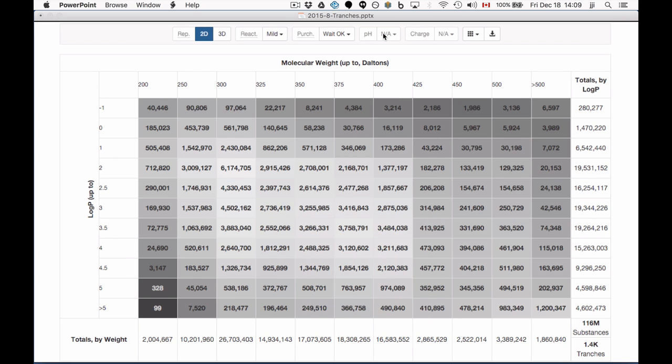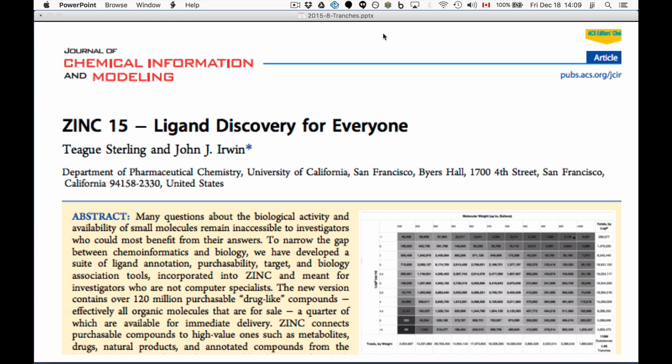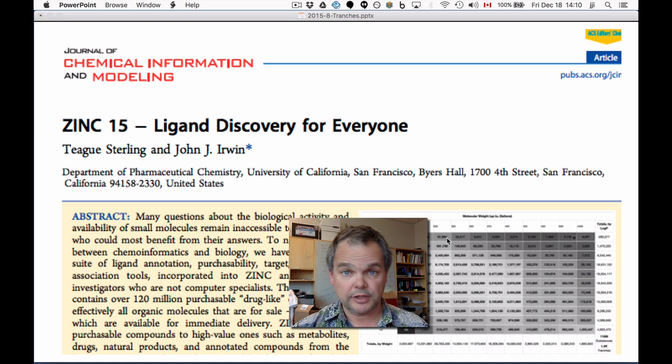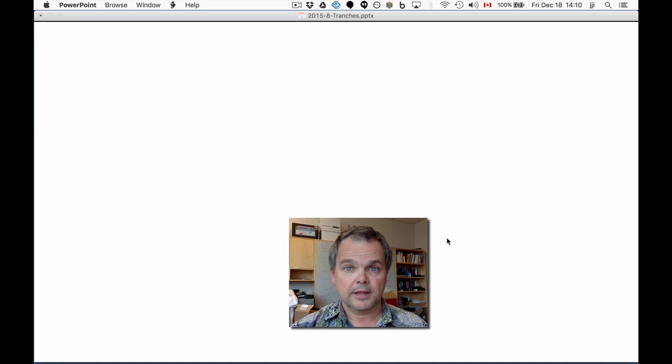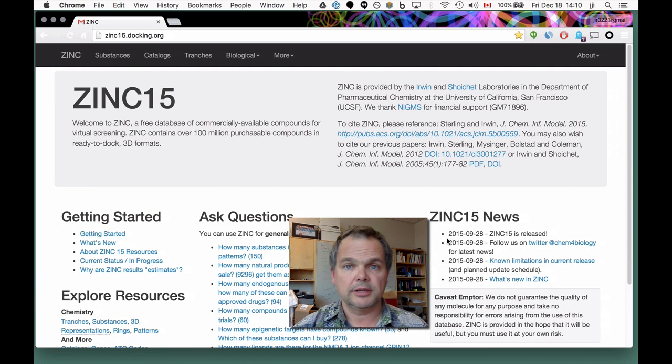Okay, so there's a new paper out, ZINC15: Ligand Discovery for Everyone. We encourage you to download it and read it. It's all about our new version of ZINC, and you'll see that the Tranche browser is featured as the table of contents graphic. It's an Editor's Choice at ACS, so it's free for everyone. And I can just give you a little demo, because I think that will be helpful to see how it really works.